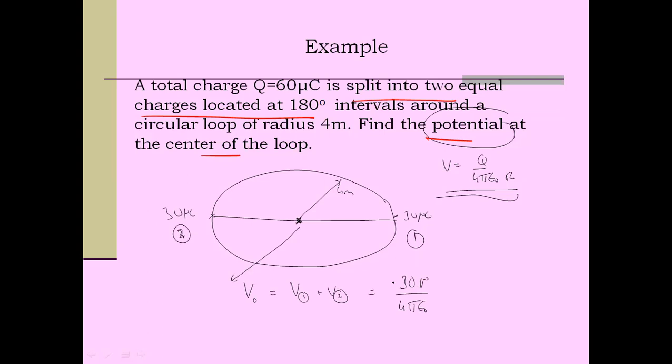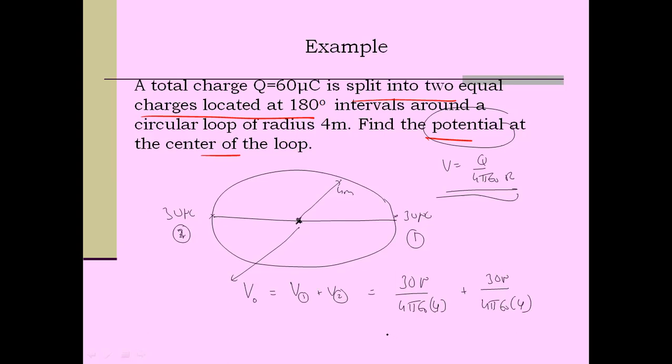It just has a magnitude. So for that, we can write that we know the distance is 4, so we have 4 here. The same thing applies for V2, where we have 30 microcoulomb over 4 pi epsilon naught times 4. Yes, 4 is the distance from the charge to the origin.